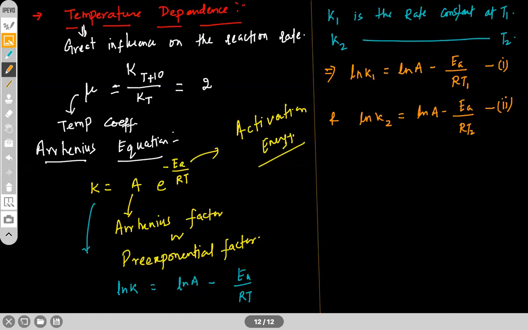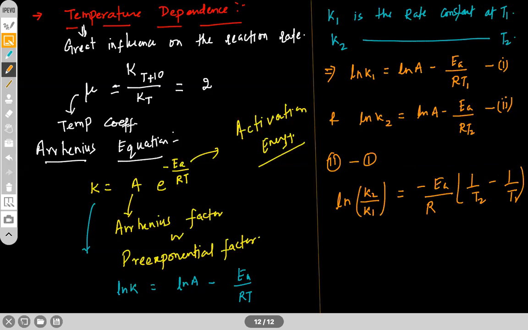Now when we subtract 2 minus 1, ln K2 minus ln K1 is ln K2 by K1, which equals minus EA by R times (1 by T2 minus 1 by T1).